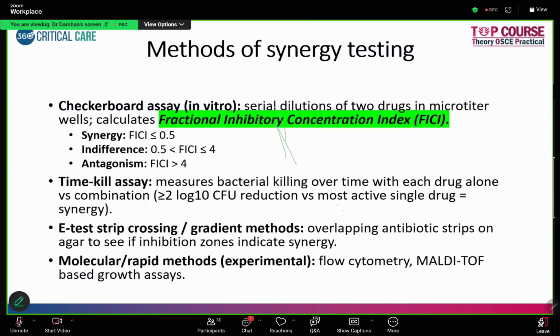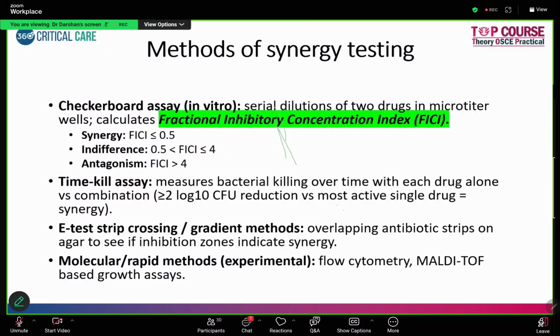So this is one way of doing synergy testing, the checkerboard. Remember FICI, the fractional inhibitory concentration index. Serial dilutions of two drugs are used in wells, and they see how they are able to achieve clearance. Other ways are time to kill assay, E-strip crossing, molecular rapid techniques, etc. All of these are methods to do synergy testing.